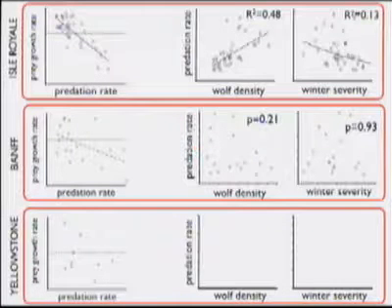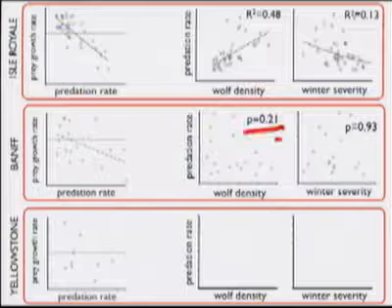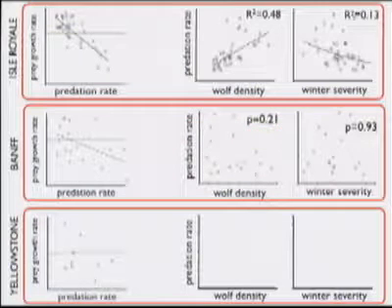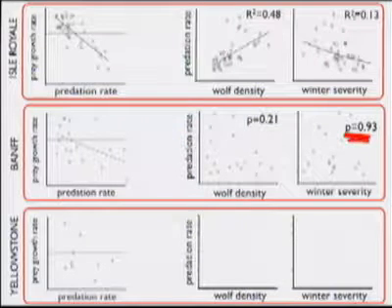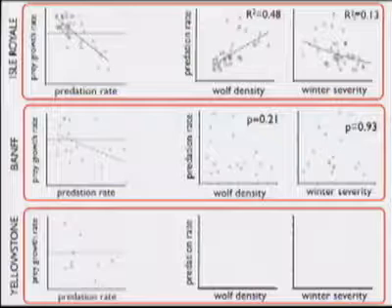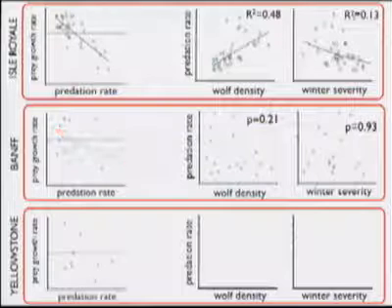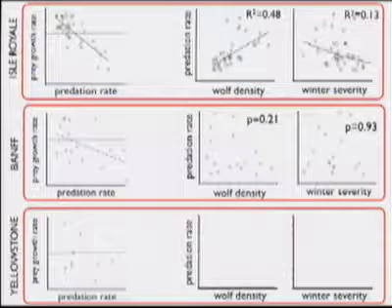Let's look at the underlying patterns now. The relationship between wolf density and predation rate for Banff is not significant. The relationship between winter severity and predation rates is also not significant. The p-value is very large. And so what we have for Banff is that, yes, there is a tendency for predation rate to decline with prey growth rate, just like Isle Royale.